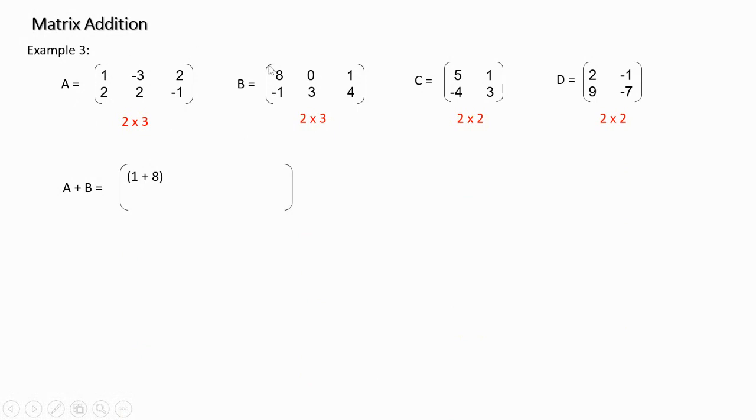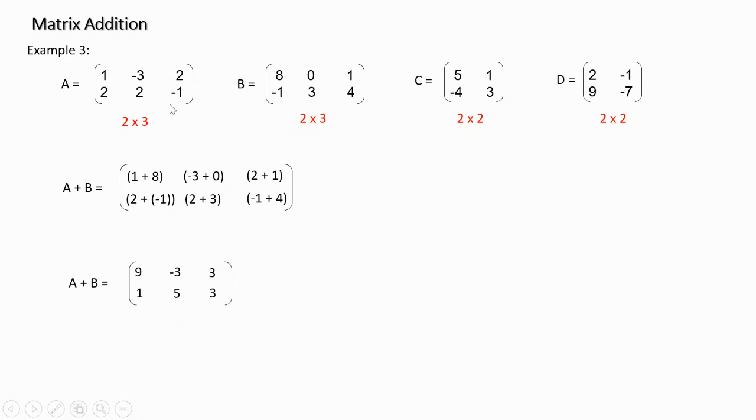So you see, it's going to be 1 plus 8, negative 3 plus 0, 2 plus 1, and then 2 plus negative 1, and 2 plus 3, and negative 1 plus 4. So then, 1 plus 8 will give us 9. Negative 3 plus 0 will give us negative 3. 2 plus 1 will give us 3. 2 plus negative 1 will give us 1. 2 plus 3 is 5. And negative 1 plus 4 will give us 3.